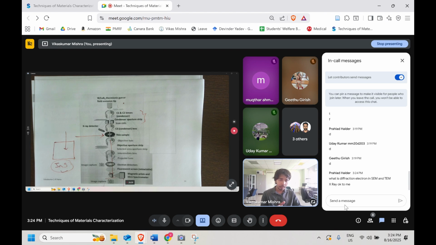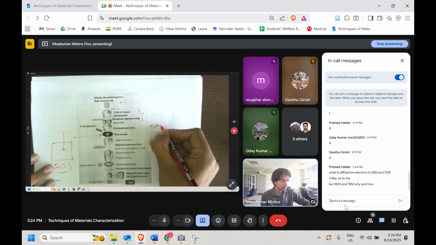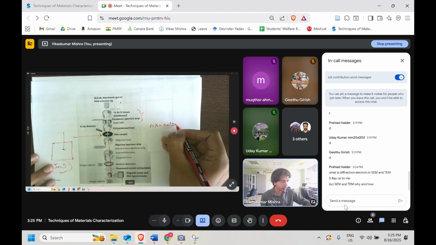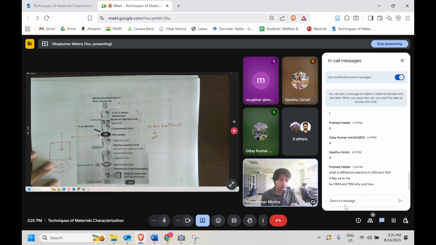The same thing, X-ray is just a wave. In the same way, instead of X-ray, let's replace it with the electron. So now this electron is again going to diffract if n lambda equals 2d sin theta is satisfied. Instead of X-ray, here we put the wavelength of the electron beam. For this also the condition is the same, and more or less the principle behind it is the same.